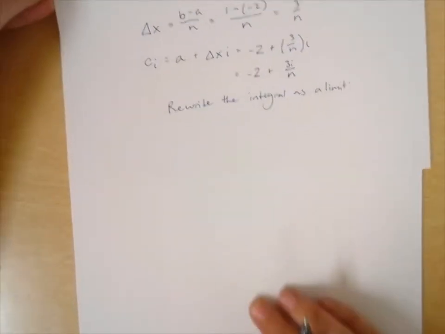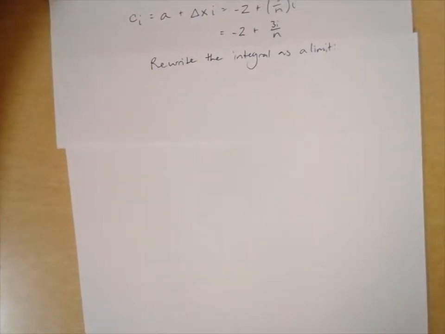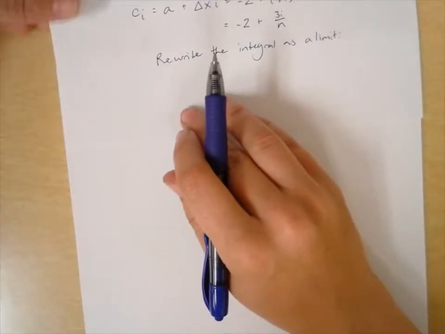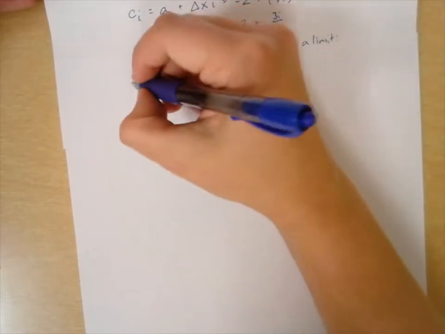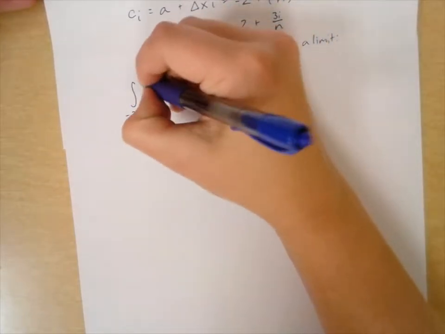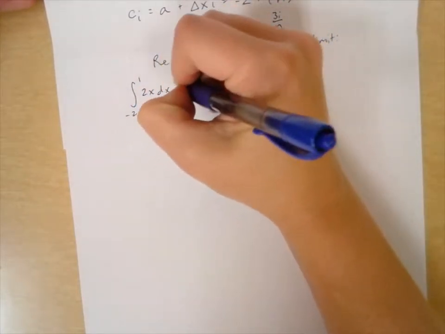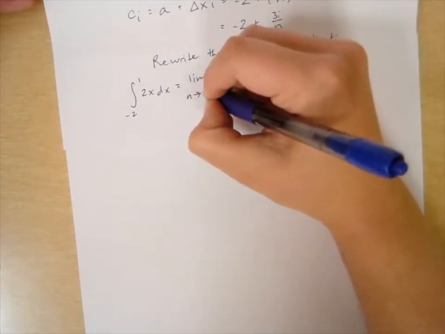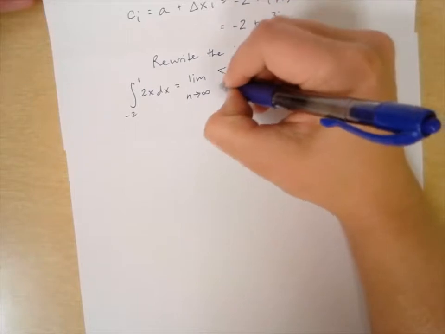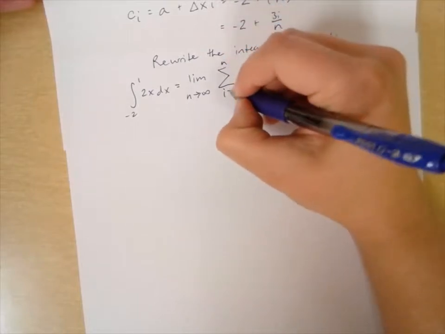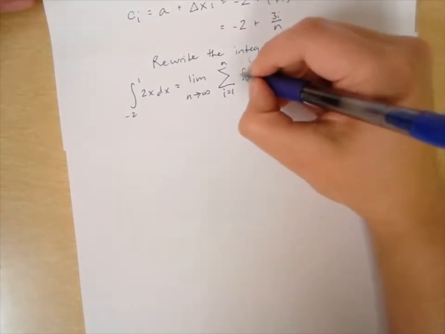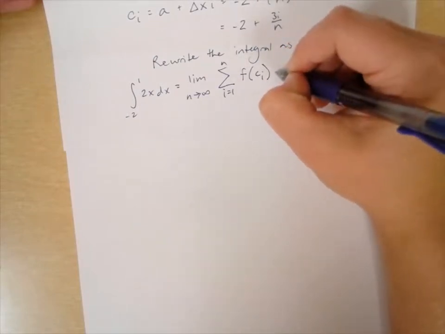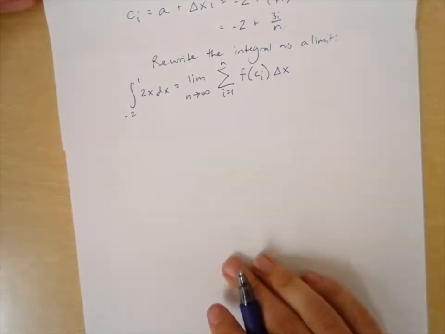Move that paper up a little bit. Move this one down. There we go. Rewriting the integral as a limit looks like this. We take the integral, -2 to 1, 2x dx, and we say that's equal to the limit as n approaches infinity for the summation i equals 1 to n of our function at the c sub i value times delta x.